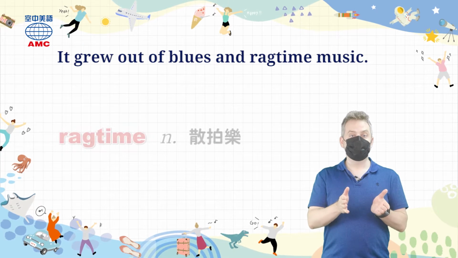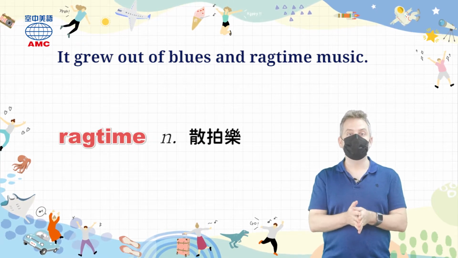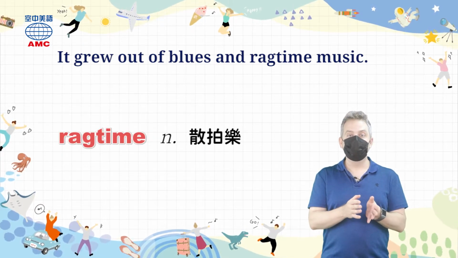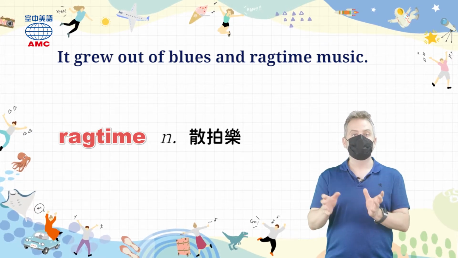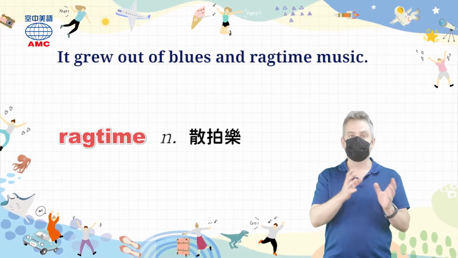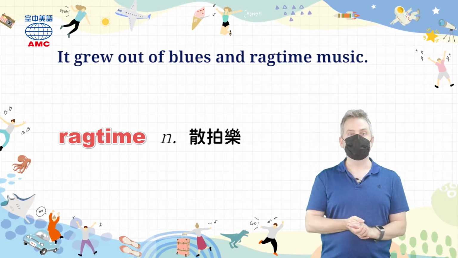One of the genres we mentioned is ragtime. Ragtime is music that has a kind of ragged rhythm. It doesn't follow that simple rhythm. It's a bit more ragged. It goes all over the place.